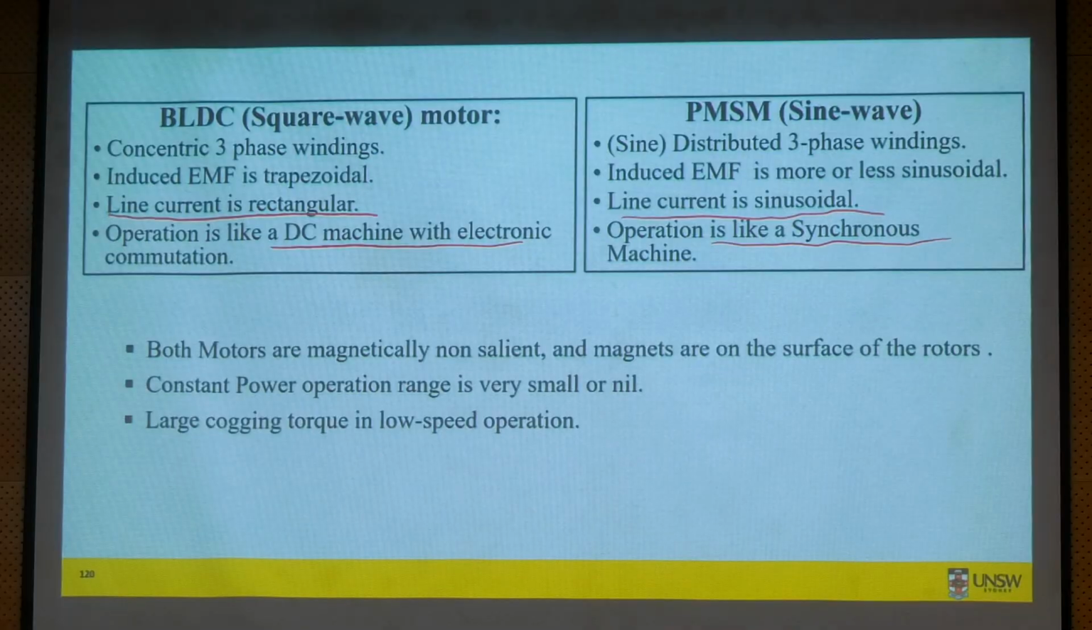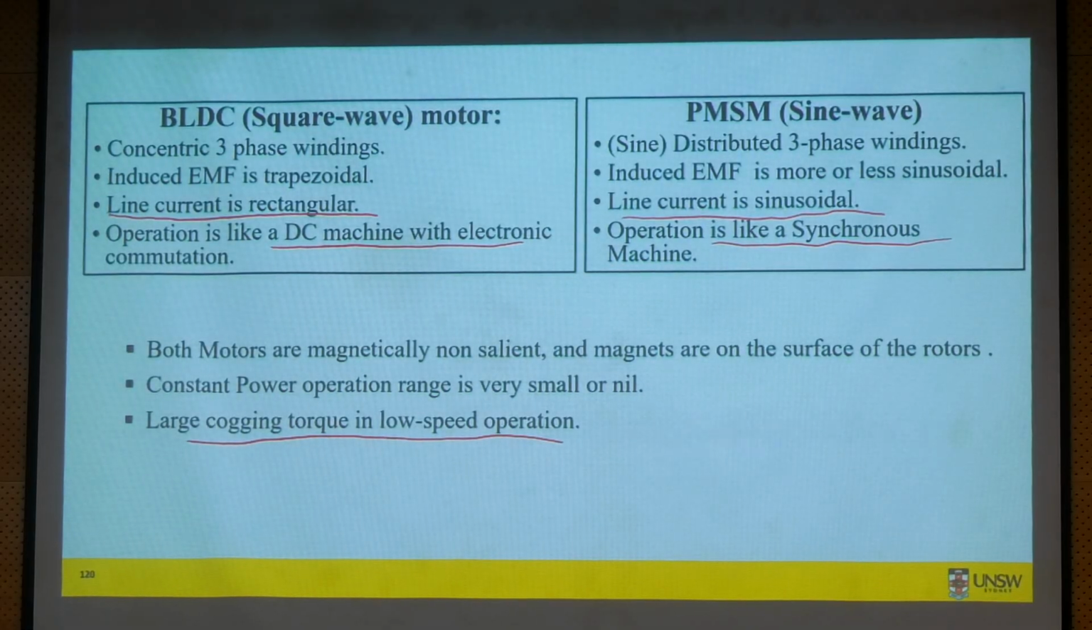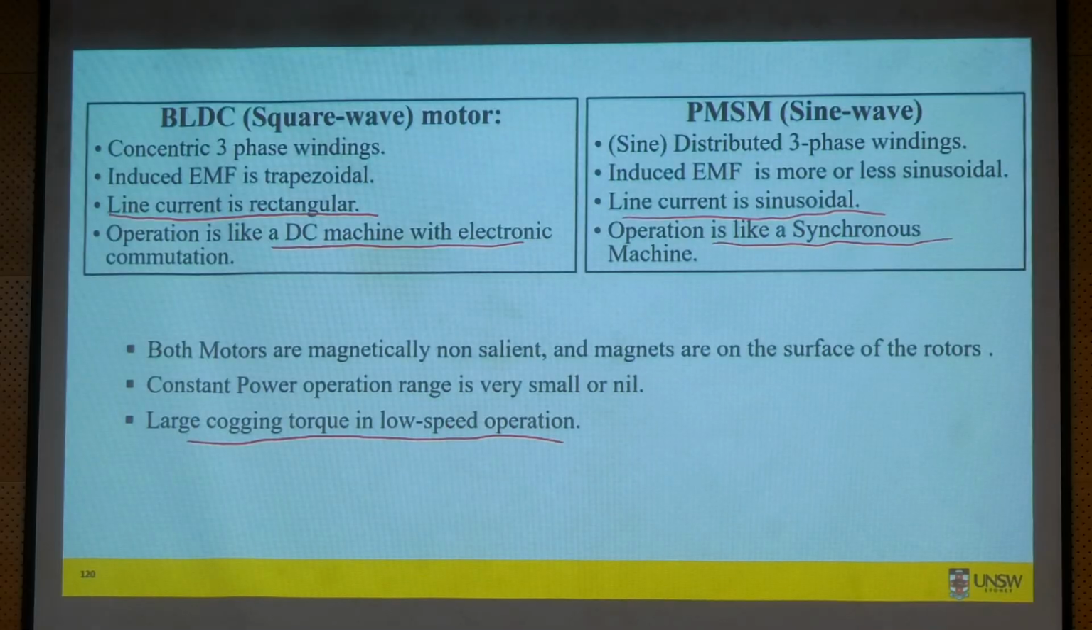One more problem with BLDC is it could have very large torque ripple in the low speed operation. So it's good for low performance applications where you don't care too much about the torque ripple, vibration, etc. But they are not suitable for a traction application because you will have very large vibration or jerking if you want to try to use a BLDC in the traction. Okay, so that's why PMSM is more preferred for traction applications.